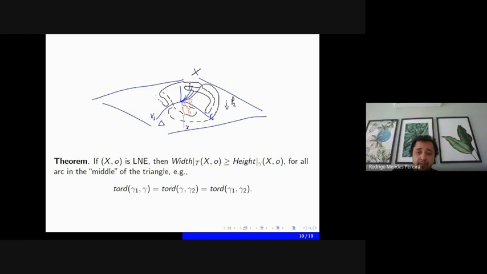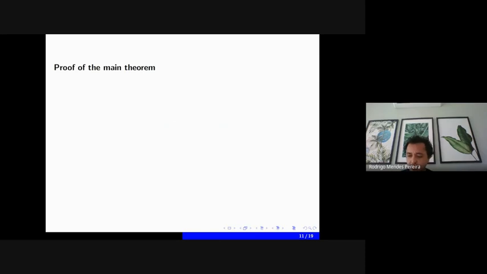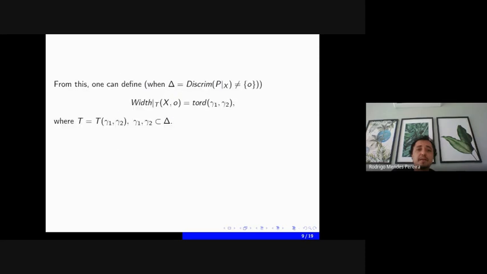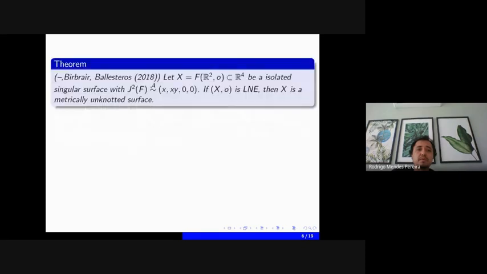So then you have this criterion and use this criterion to prove the main result. Remember, the main result is some condition of the parameterization. You do not have nontrivial ones. Okay, let's go back to the proof of the main theorem. Maybe you can recall this: isolated singular surface, and the 2-jet is smooth equivalent to a quadratic form. Then Lipschitz normal embedding implies you have a not unknotted surface.